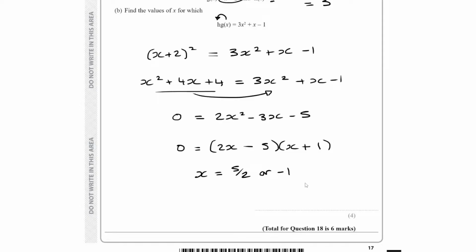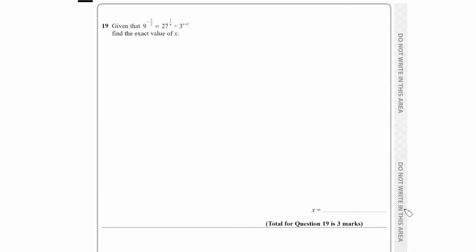But yeah, so that's just quadratics really, isn't it, at that point? 6 marks in total, 4 marks for part B. Question 19, we've now got, obviously we would have negative and fractional powers at some point in paper 1. So given that 9 to the power of negative a half is equal to 27 to the power of 1/4 divided by 3 to the power of x plus 1, find the exact value of x.